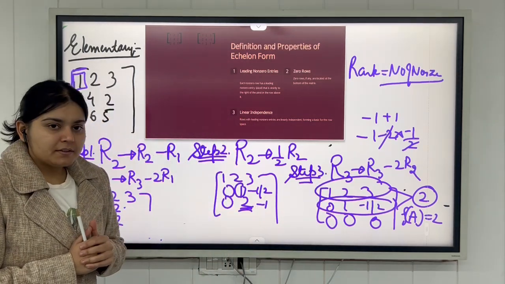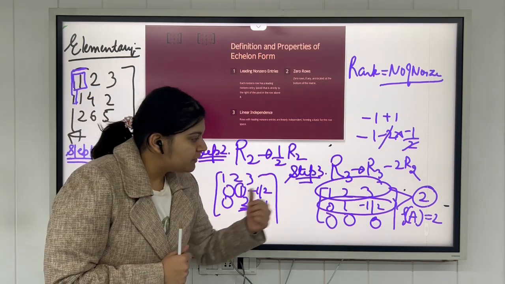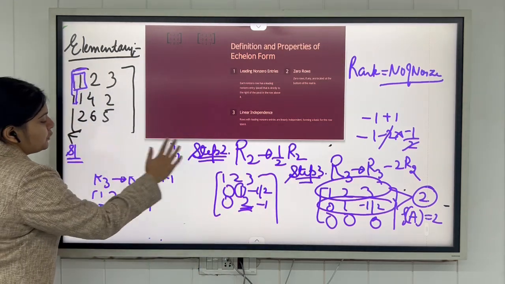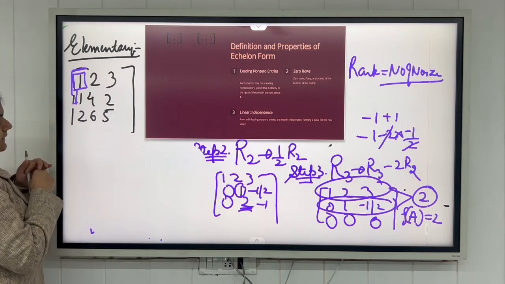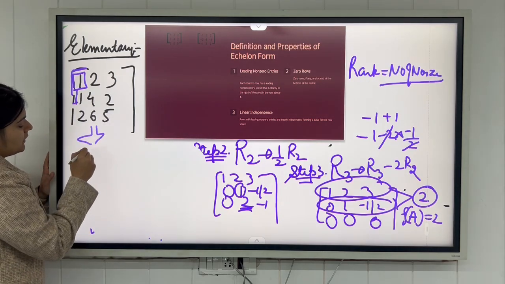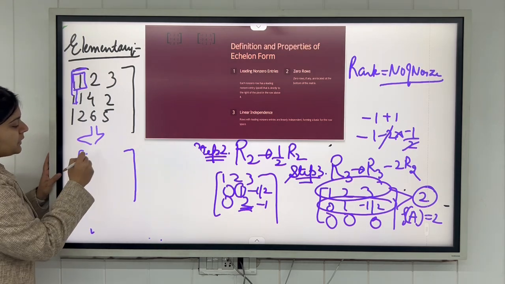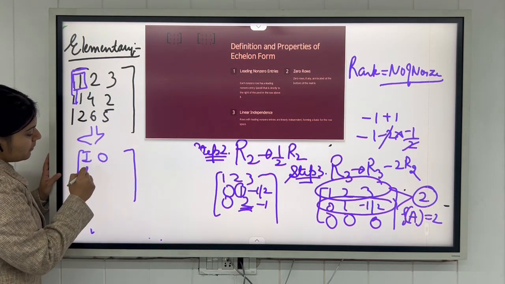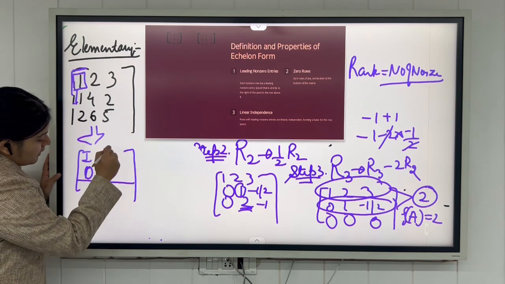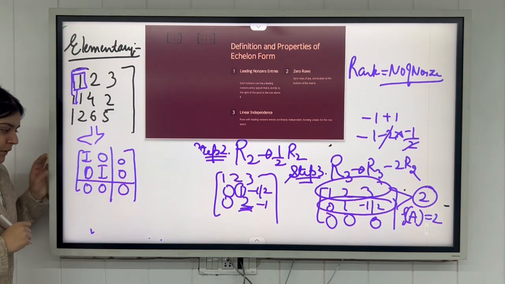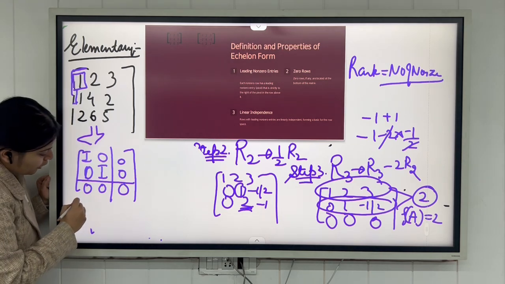What does this matrix say to us? If the rank of this particular matrix is 2, then it says that this matrix can be transformed into this form, which is called your normal form.